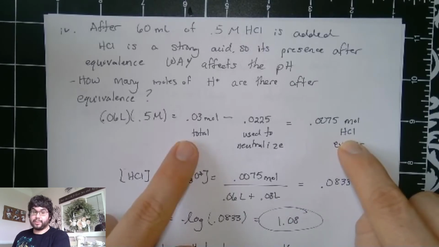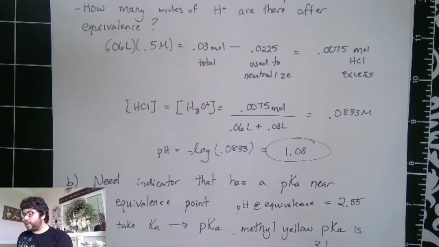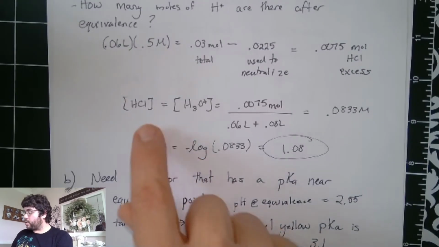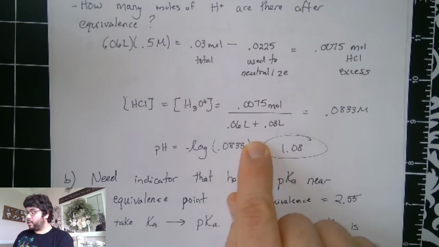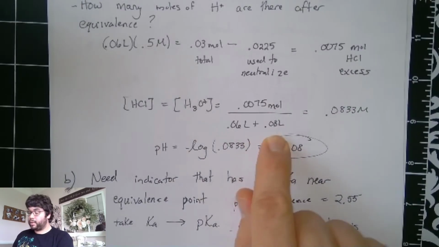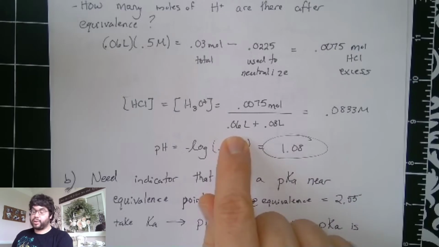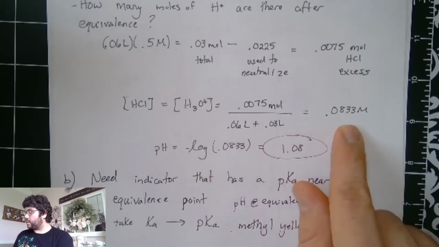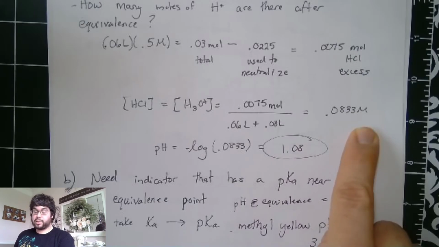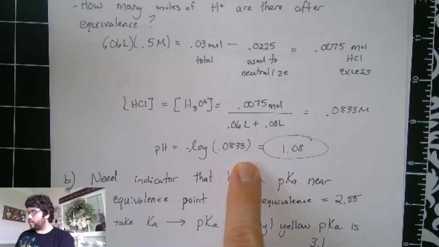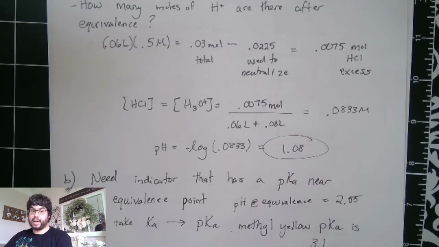That's all in excess. So we can figure out the concentration of H3O plus because we know how many moles of H3O plus are going to be there in excess, and we can divide by the new volume. So we start with 0.03 liters of the aniline. We added 0.06 liters of the acid, the HCl. So the concentration of H3O plus is now going to be 0.0833 molar. And so we know that's H3O plus's concentration. We plug that into our pH calculation, 1.08. So adding 60 mils gets us to 1.08.